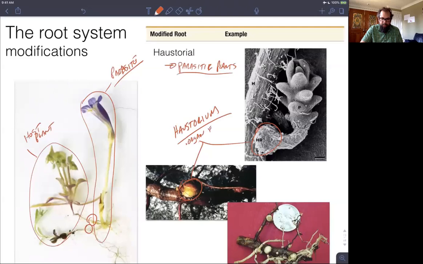for parasitizing the vascular tissue of a host plant. So a cool modification that we see throughout plants. It's evolved multiple different times, parasitizing other plants. But in all of those, we have this specialized organ, this modification of the root system, this specialized haustorium, to be able to actually make that parasitic connection.